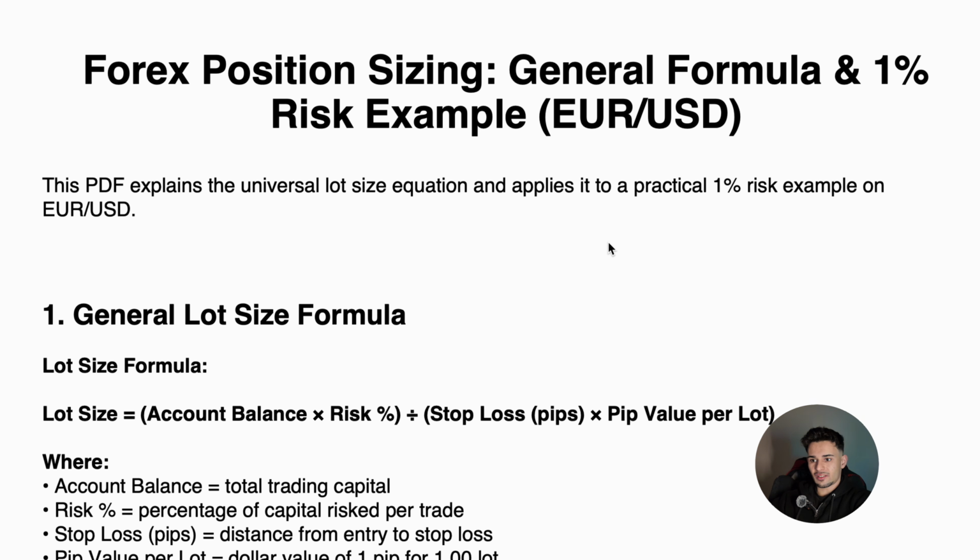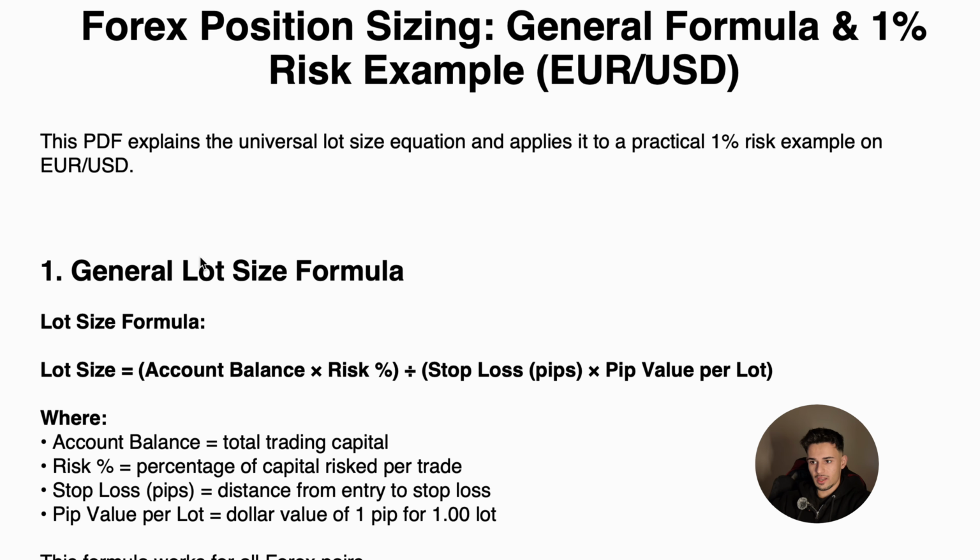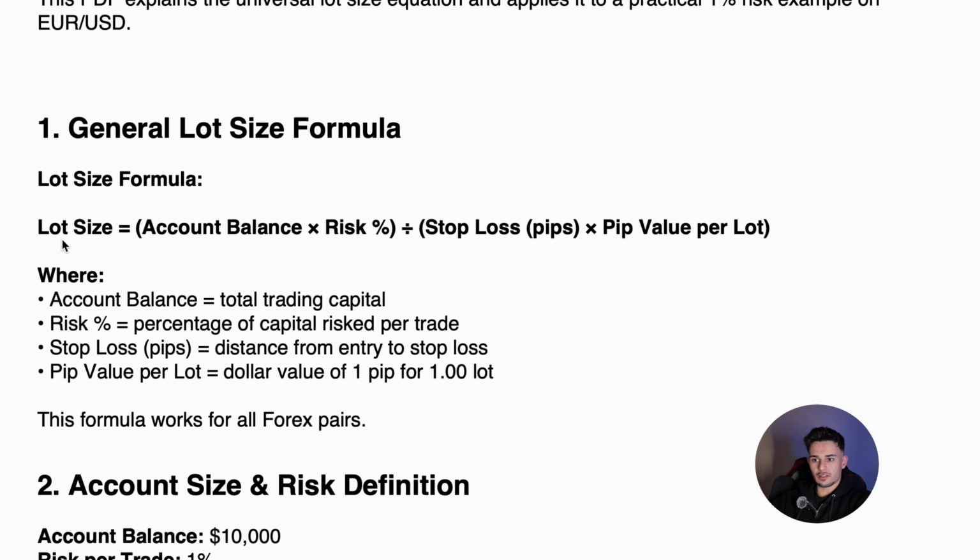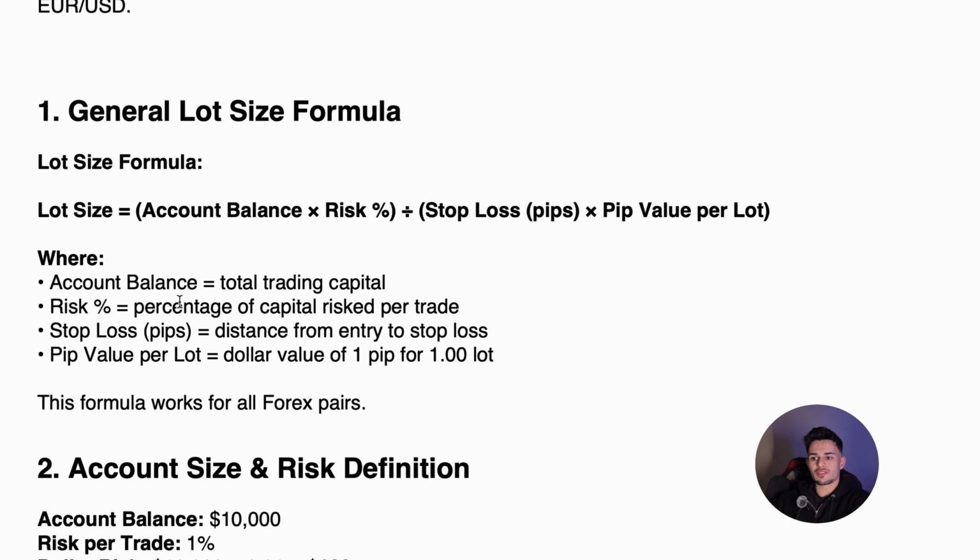We have the general lot size formula. The lot size you need to find out in order to set your trade is your account balance, the total trading capital on your broker account, times the risk, the percentage of the capital you are willing to risk, so what you're willing to lose, divided by your stop loss in pips. The stop loss is the distance from your entry point to the point where your trade would be stopped out, times the pip value per lot, the dollar value of one pip for one lot.